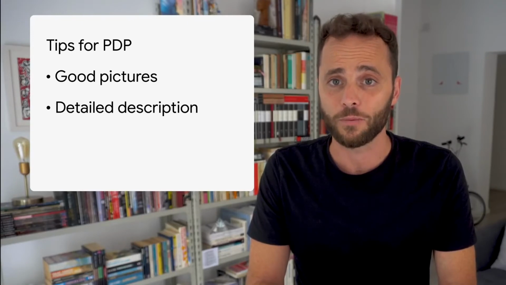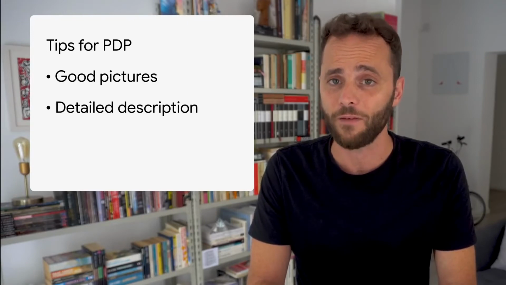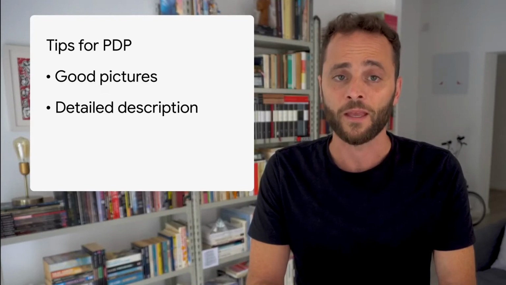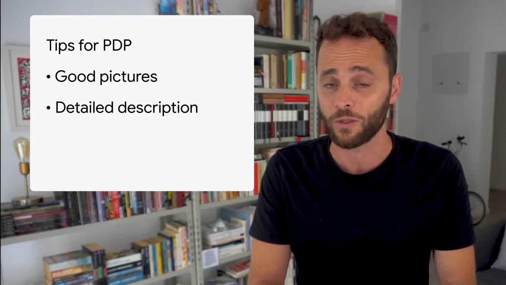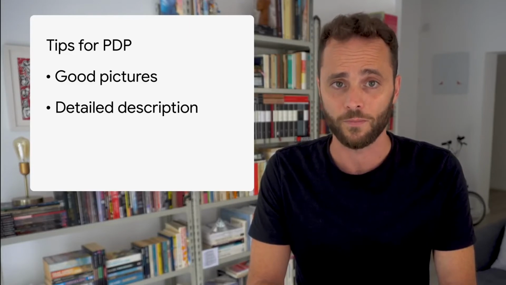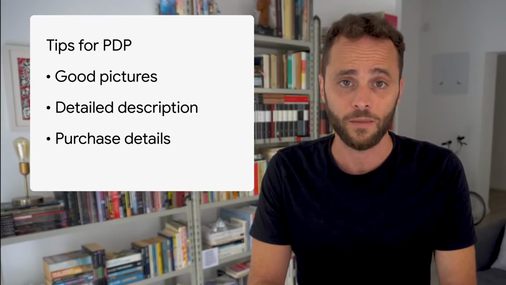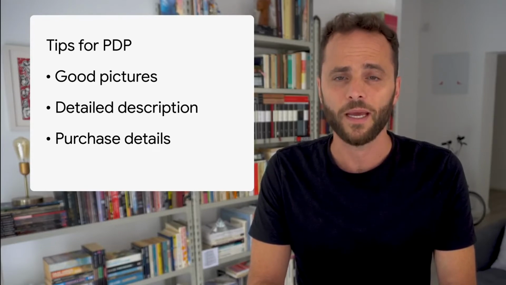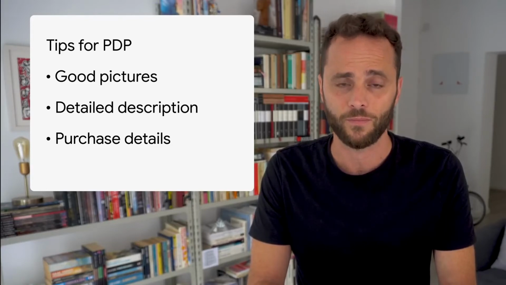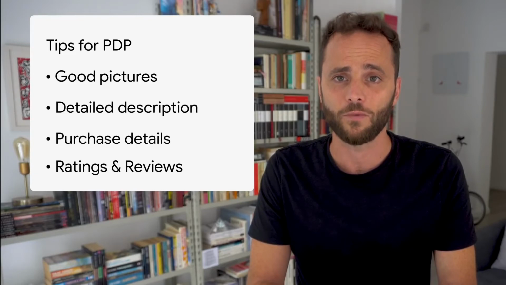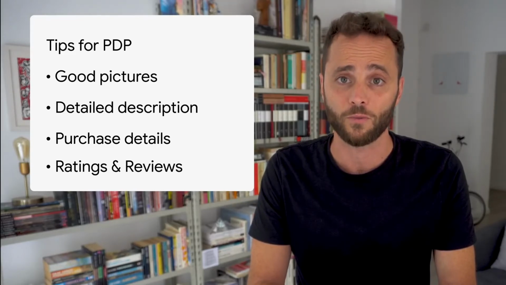Add a detailed description of the products and emphasize any features and specifications. This helps users find your products by searching for the details both on your internal search and on Google. Add information on purchase details such as availability, price, shipment, and taxes. This will inform users on how to pay and when they can get the product delivered. And add customer ratings and reviews to help shoppers with their product research and purchase decisions.